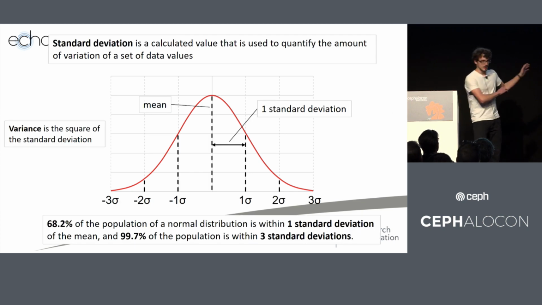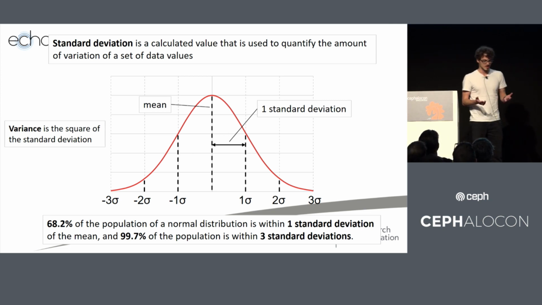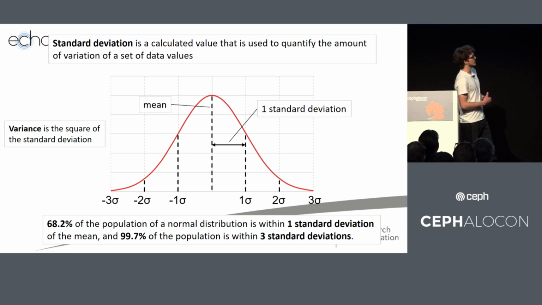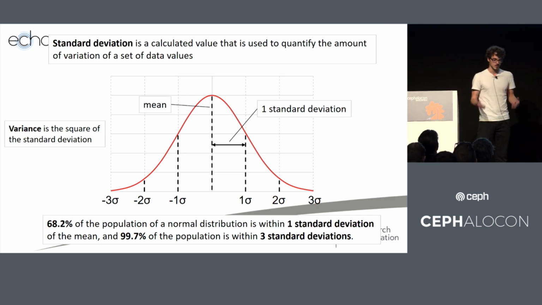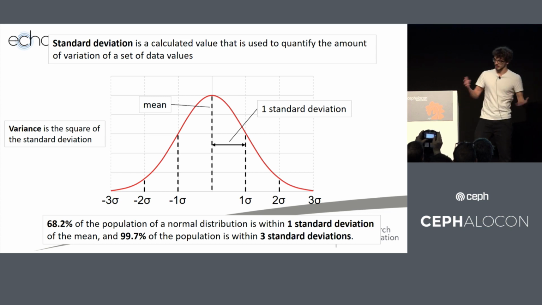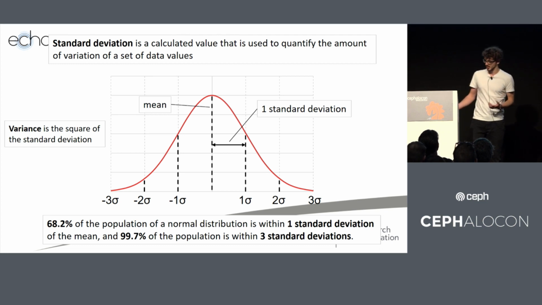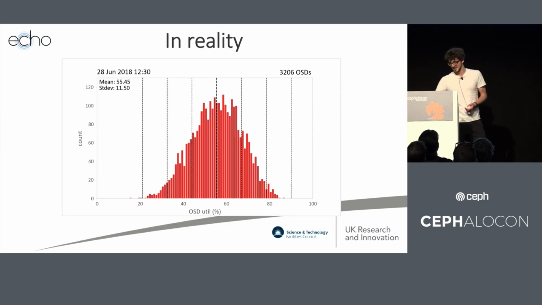Okay, just a little bit of a reminder. I'm going to talk about standard deviation a lot. It's a way of defining how much spread there is in the variation of your population. And the variance is just the square of that. And yes, I will be using those terms basically interchangeably throughout this talk, so I apologize.